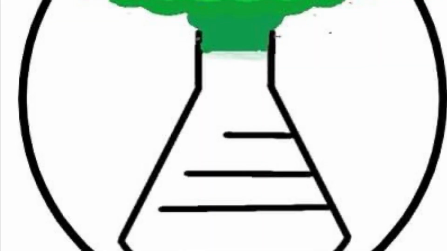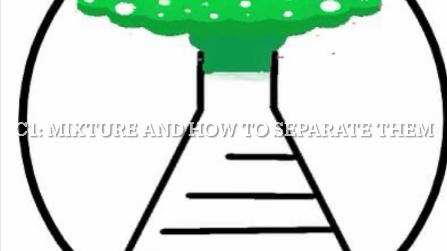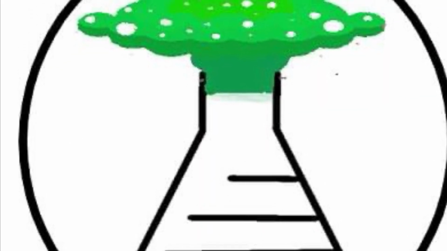Let's look at mixtures. Mixtures and how to separate them. This is pretty easy stuff, and it's revisited in year 11 in a module called C8, which is chemical analysis. But today we're just going to look at some basic terminology and how to separate mixtures.